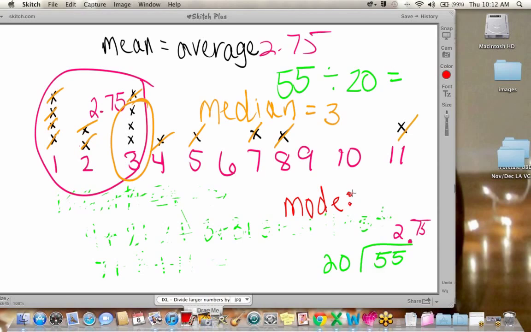There's 2 modes. 1 and 3. Perfect. Those 2 showed up the most. Give me a thumbs up if that made sense. All right, cool.